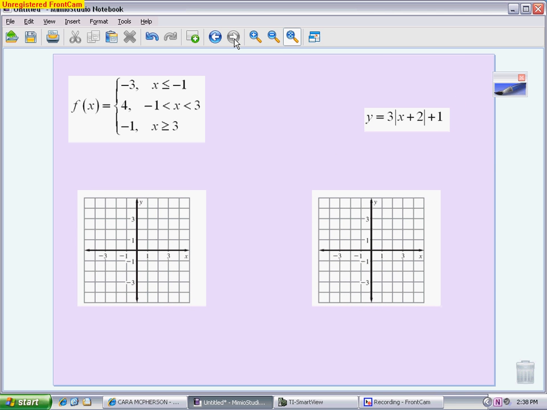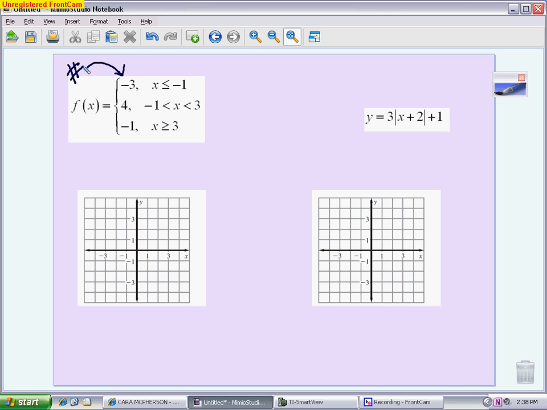Here's a piecewise. The tougher thing about this piecewise function is it has 3 equations. The easy thing about this piecewise function is all of the equations are numbers. They're constants. And since we notice that these are all just constants, that means when I graph them, they are going to be all horizontal pieces. They're going to look like a series of steps.